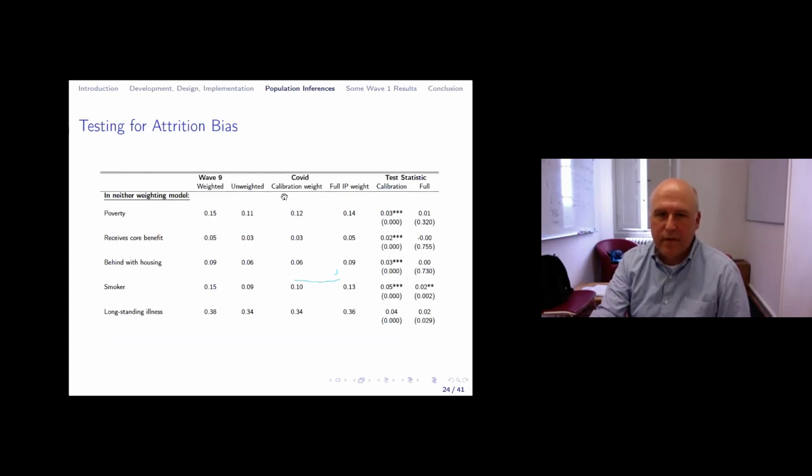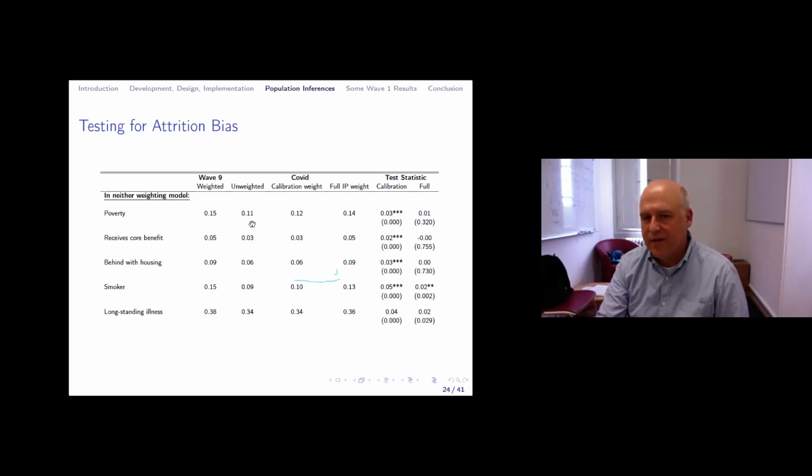So there's an example of what it looks like. These are the wave 9 weighted estimates. These are unweighted estimates from COVID. So this is using the COVID respondents to estimate wave 9 characteristics. So poverty at wave 9, benefit receipt at wave 9, arrears on housing payments at wave 9, being a smoker at wave 9, having a long-standing illness at wave 9. This is the wave 9 estimate using the wave 9 weights. So this is what we hope to recreate. These are the unweighted COVID survey using the COVID respondents without weights.